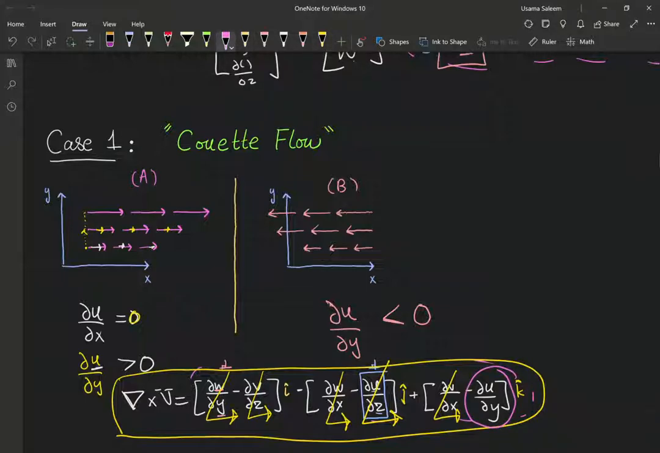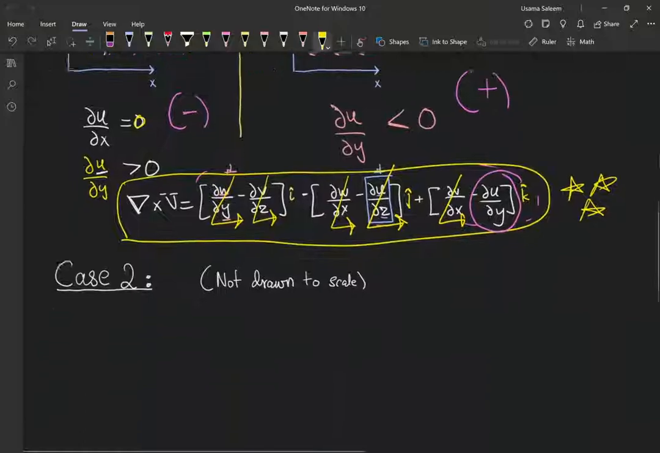And I'm just going to make a statement and you guys have to confirm that for yourself. Graph A has a negative curl, whereas graph B has a positive curl. And using this equation, I want you to confirm that. That's going to be your assignment that I'll probably never collect. Okay, now let's move on.